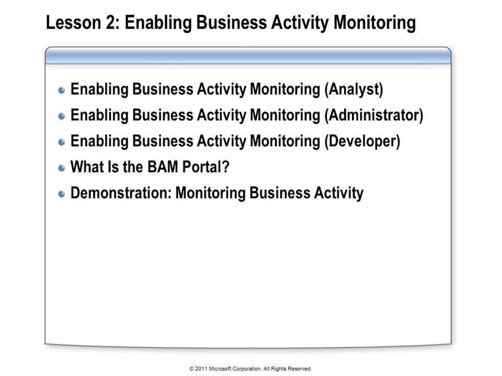Alright, well let's start talking about what it takes to enable BAM in our applications. And in general, the process will start with the business analyst creating a list of data that they would like to see collected and the format in which they would like to see it presented. And that set of information is known collectively as a BAM definition. Once that's complete, a BizTalk administrator can take that BAM definition and deploy it to a BizTalk environment. And then it will be up to a developer to use the Tracking Profile Editor to configure the interceptors that need to collect that data.